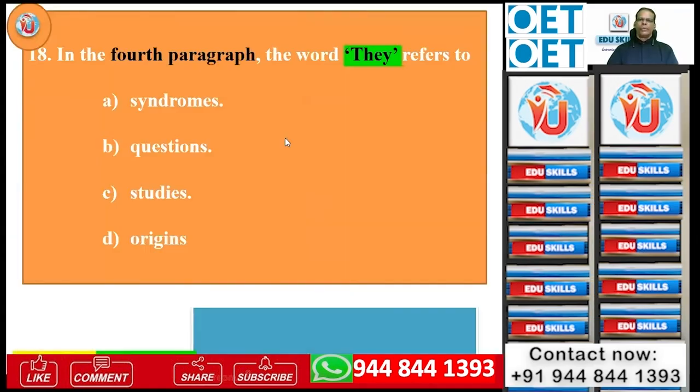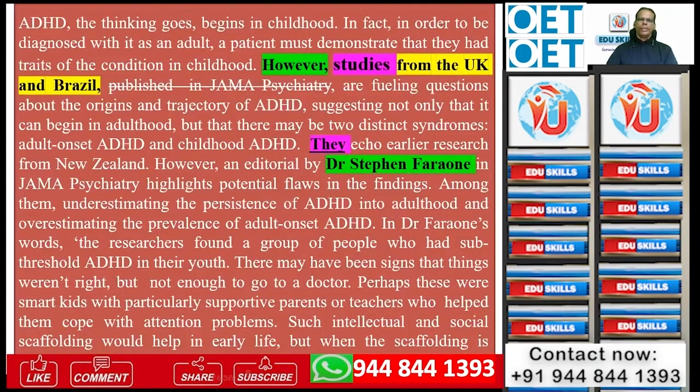The 18th one. In the fourth paragraph, see again, I said you should number the paragraphs so that you immediately jump into the fourth paragraph. The word "they" refers to. These are called referent questions or lexical questions. So what does the word "they" refer to? Okay, this particular word, "they".